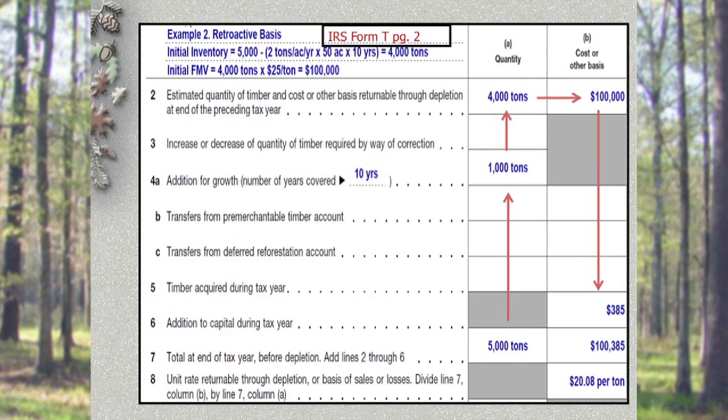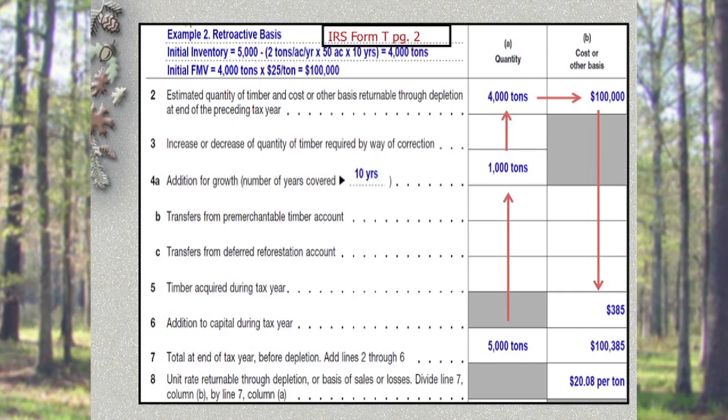We were told that we're getting 2 tons per acre per year, times 50 acres, times 10 years. That's 1,000 tons we're growing in the last 10 years. So 10 years ago, 5,000, take away 1,000, we're going back up to line 2. We now only have 4,000 tons 10 years ago.